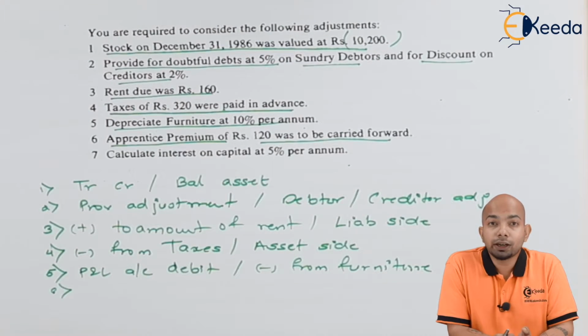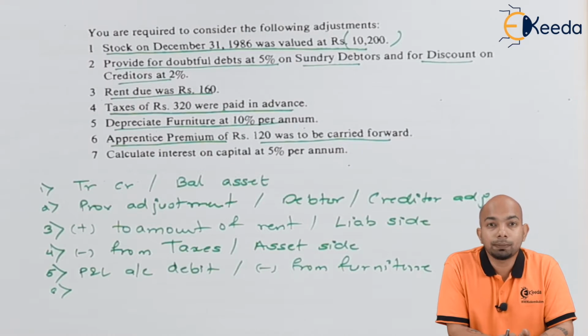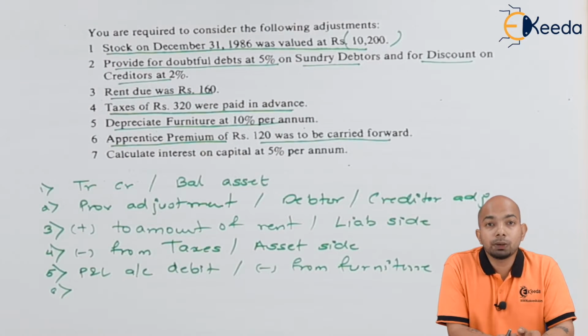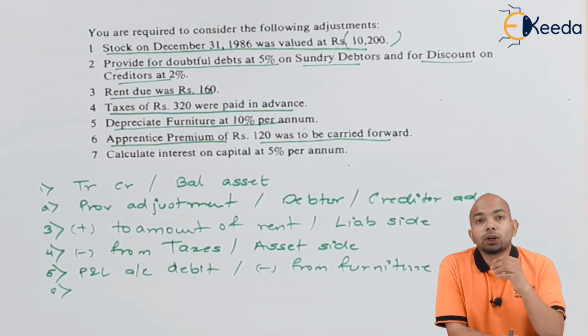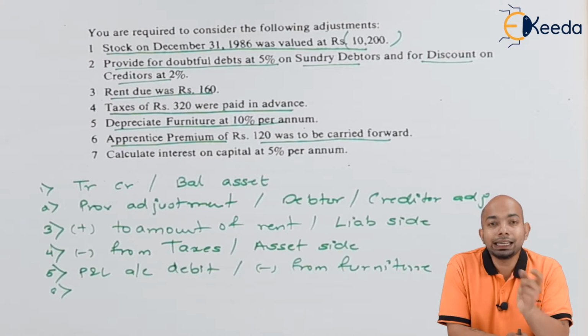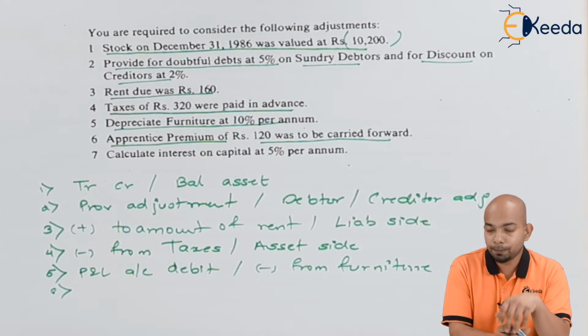Apprentice premium for rupees 120 was supposed to be carried forward. Now this is something that you have to subtract from the amount. That means it's an outstanding amount. Hence, you'll be mentioning on the amount which has been mentioned in the credit side. As it is a premium, it has been already mentioned on the credit side. So of profit and loss account, this will be recorded on the profit and loss account credit side, and as a liability, it will be mentioned in the balance sheet item.